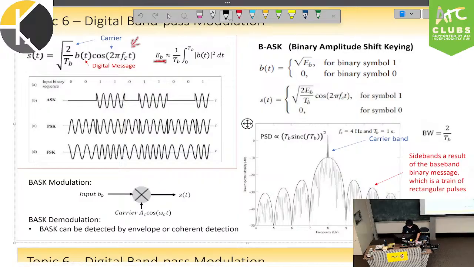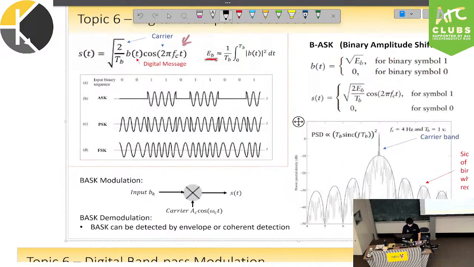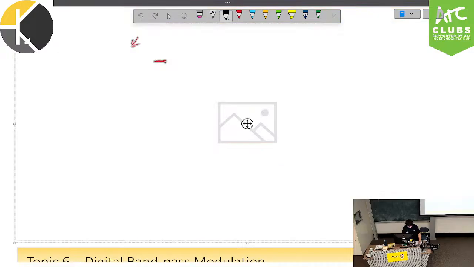So we have binary ASK, which is binary amplitude shift keying. So all we really do is we multiply it by a carrier. So we get our binary values, which are 0s and 1s. Let's go over to the right.